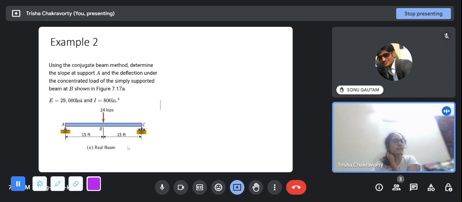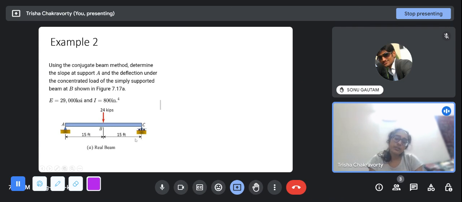And we look at another example. Here, this is a simply supported beam. We have to determine the slope at the support A and the deflection under the concentrated load of this beam. Like this point will of course have no deflection, and we need to find out the slope at the support point A, and the deflection at B. This is the real beam.